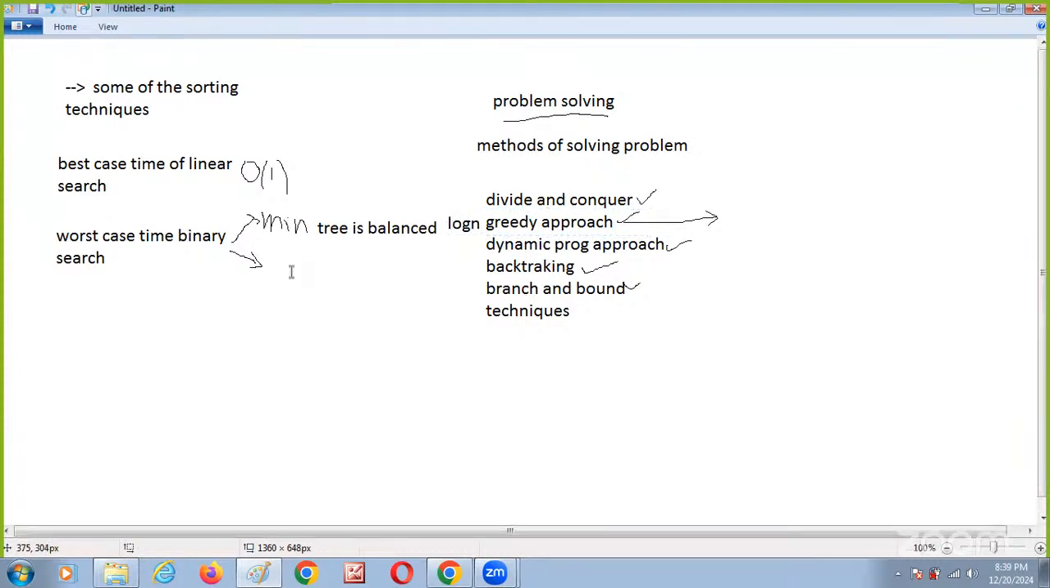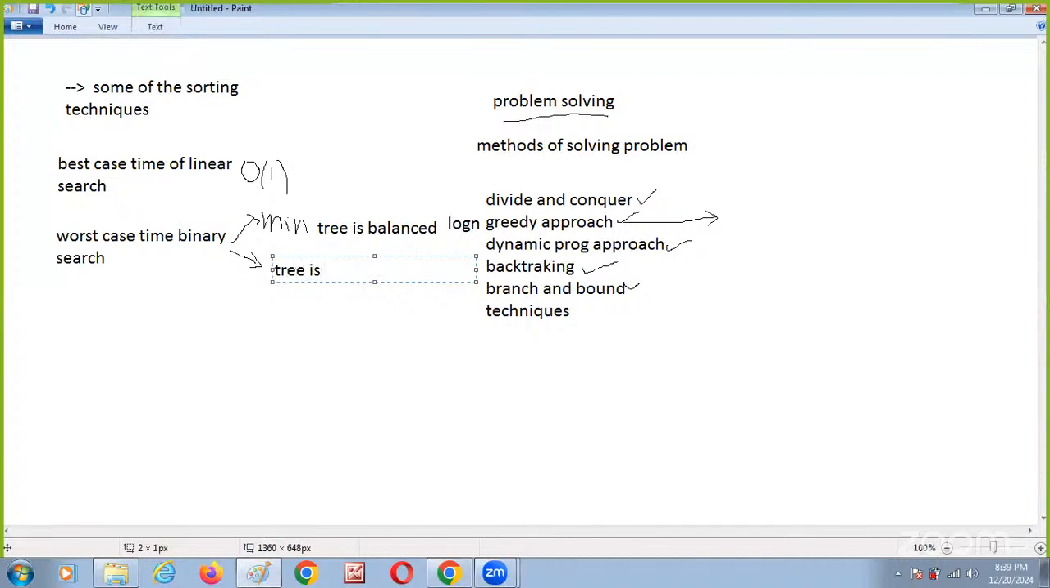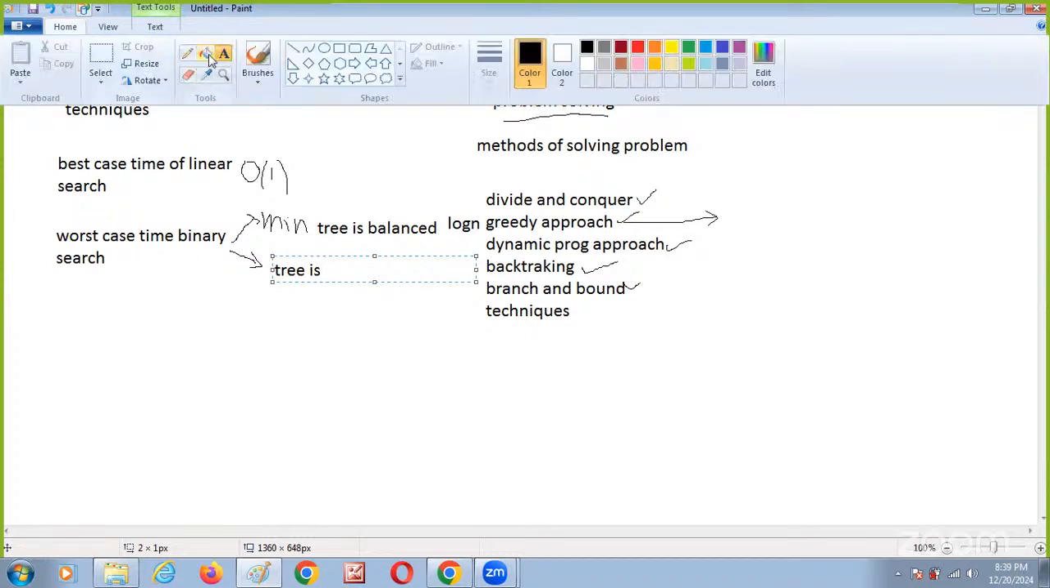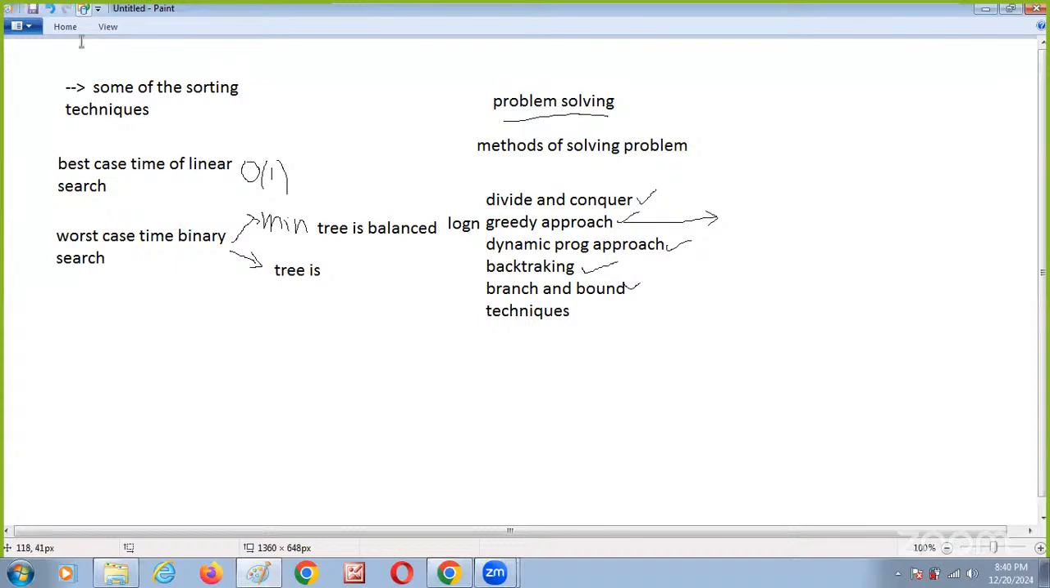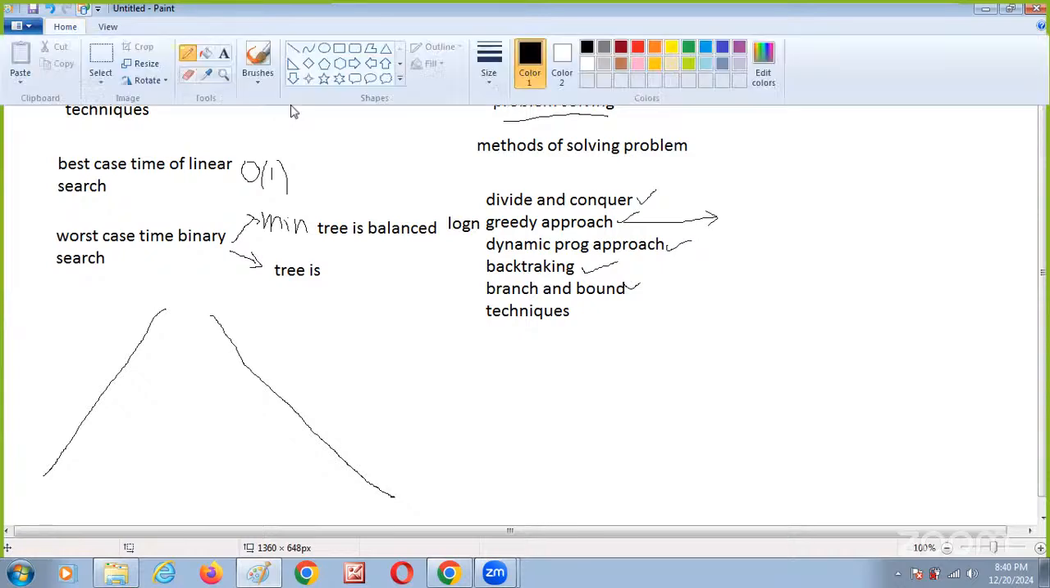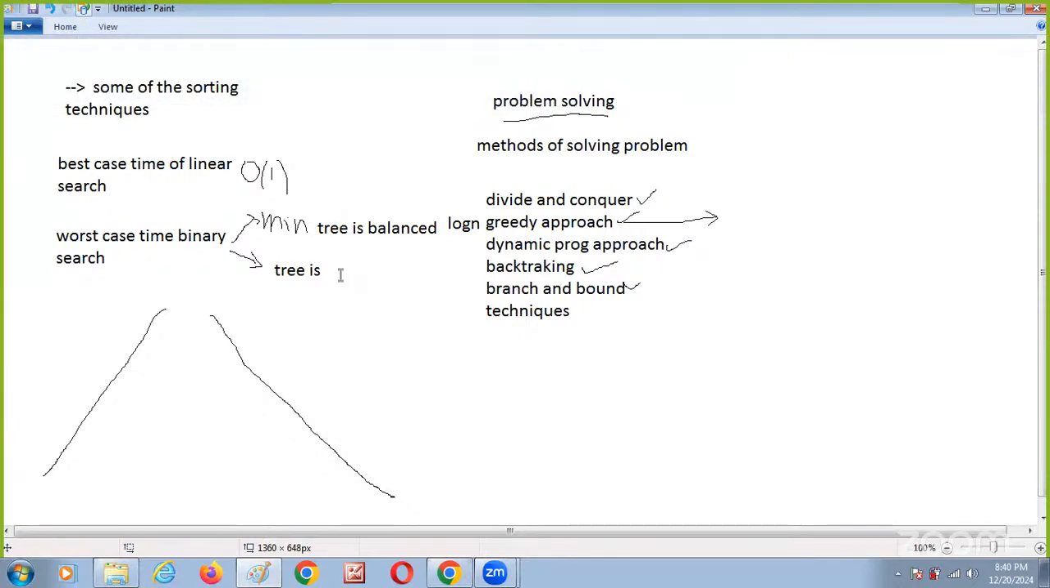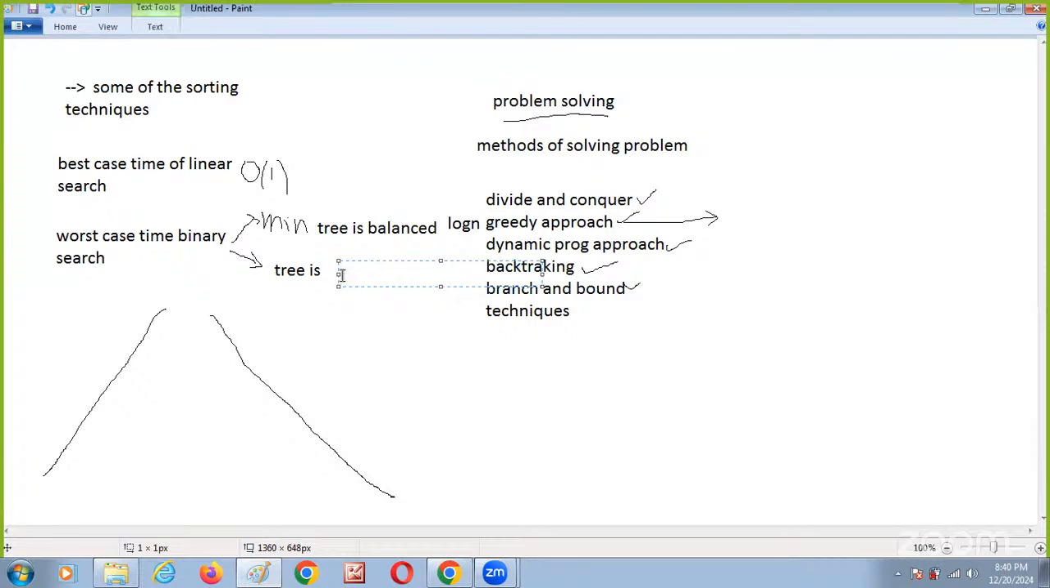If the tree is not balanced, whether it's a left skewed binary search tree or a right skewed binary search tree, in our example it keeps on going in one direction, right? This is the right skewed binary search tree. So it keeps on going. In this case, what is the time complexity? We have already seen that the time complexity is order of n. That is the worst case for binary search trees.